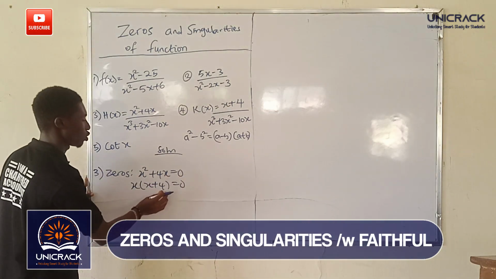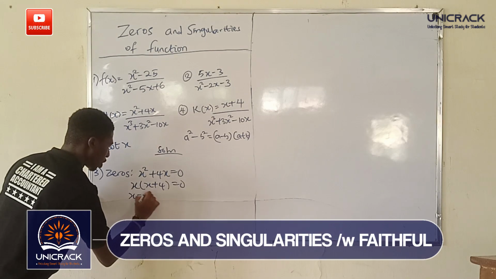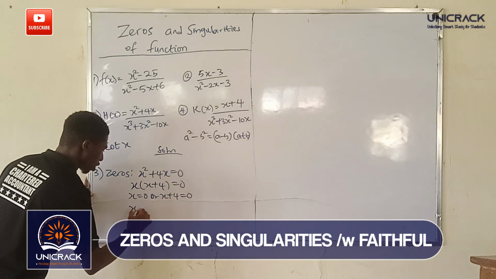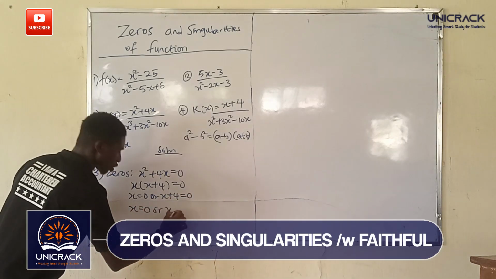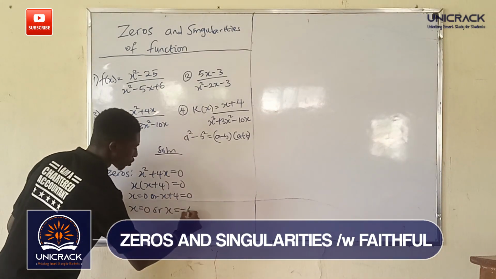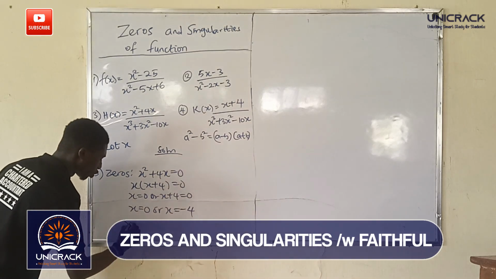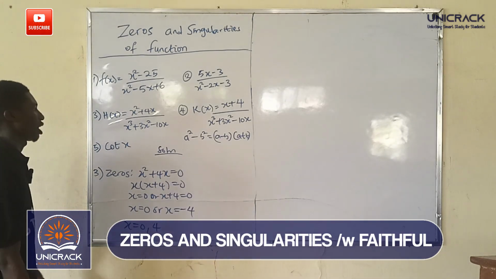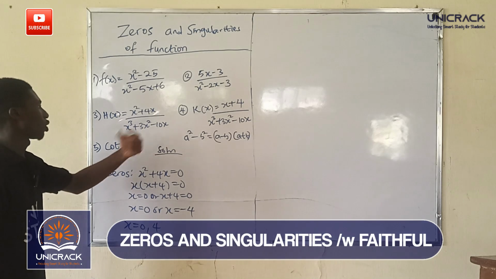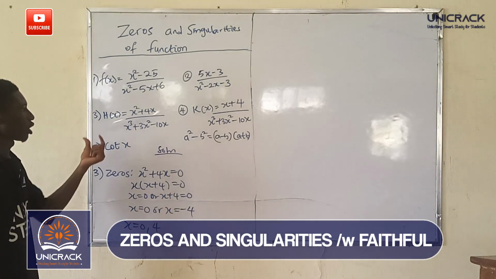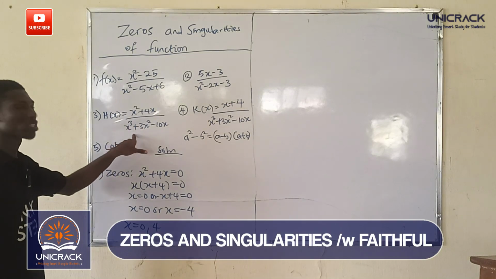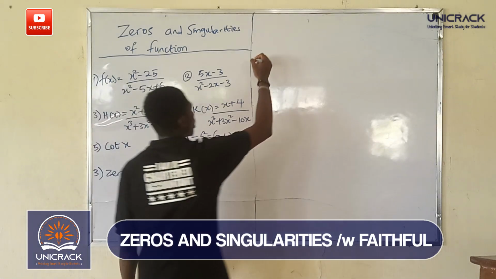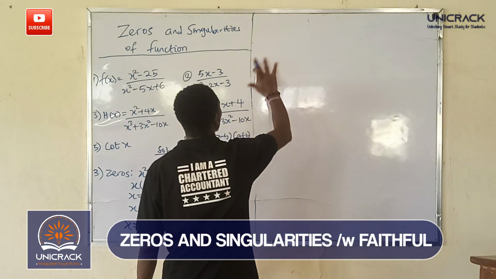So we have x equal to 0 or x plus 4 equal to 0. So x is equal to 0 or x is equal to positive 4 crosses over, it becomes negative 4. And the zeros of the function are x equals 0 and negative 4. Simple as this. So let's find the singularity of the function. To find the singularity of the function is to find the values of x that make the denominator equal to 0. Singularity.